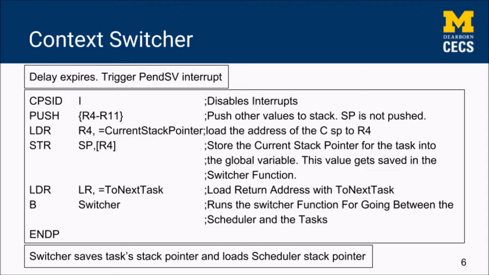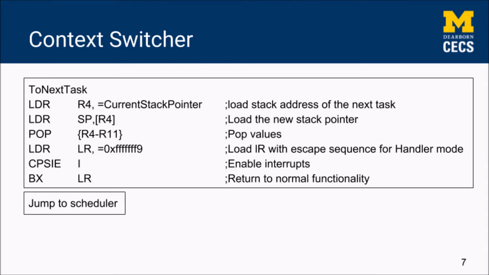The reason we load this into the link register is that when we branch to switcher, the link register isn't updated. But when switcher, which is a C function, returns, it'll jump to whatever's in the link register, and that's our subroutine in assembly, which is this subroutine. So toNextTask will handle the rest of the switch. It'll load the stack address of the next task, load the new stack pointer, pop the set of registers that we are able to easily control off the stack and into the registers, and then it'll enable interrupts and return to the normal functionality, which in this case would be jumping to the scheduler.